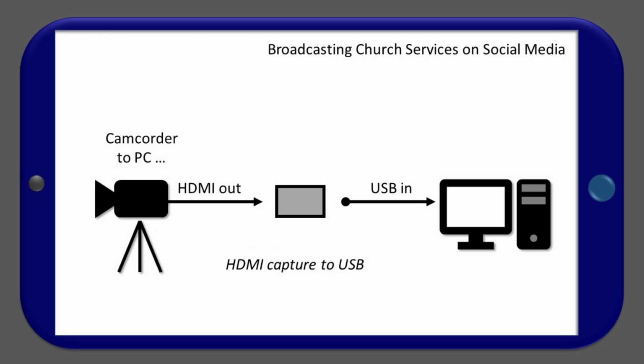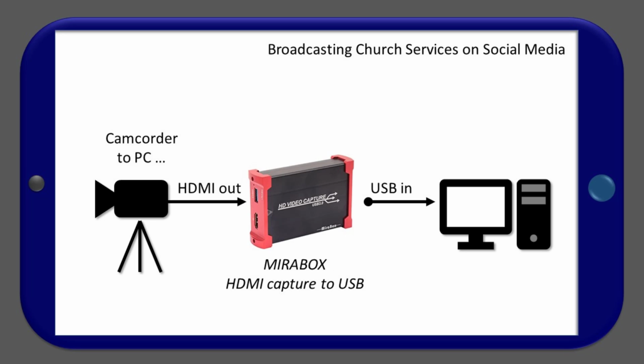A camera has an HDMI output, whereas a computer has a USB input. The solution is to use a media converter, namely an HDMI capture device, to USB. There are several good brands and models. The one I know is from the firm Mirabox.